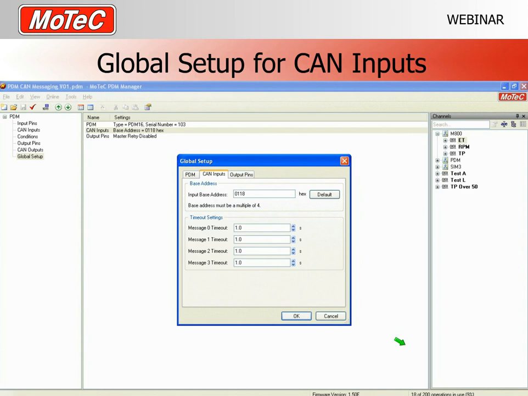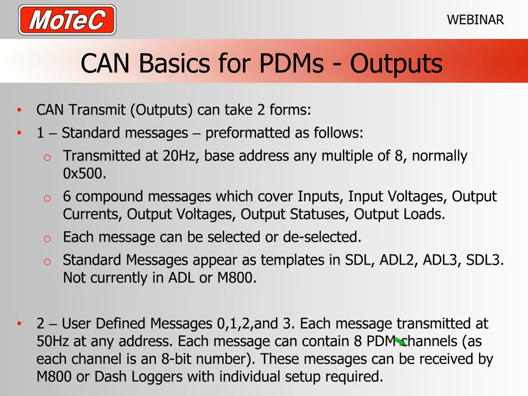Now, as is common with a lot of terminology with hexadecimal mathematics, the first message is actually called message zero, and so the second message is called message one. Not particularly troublesome, but just something to bear in mind. There are actually four messages, but they're called message zero to message three. So, for us to receive any CAN inputs, these are the things we must set up. That's pretty straightforward. And once we've done this, we can move to looking at the output setup.